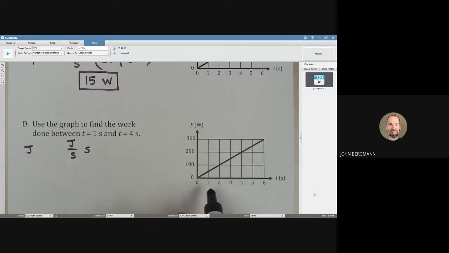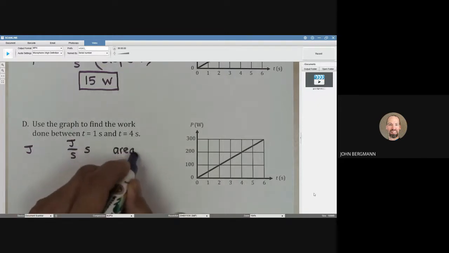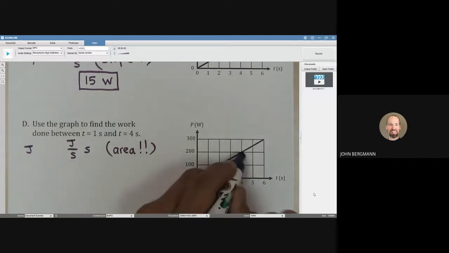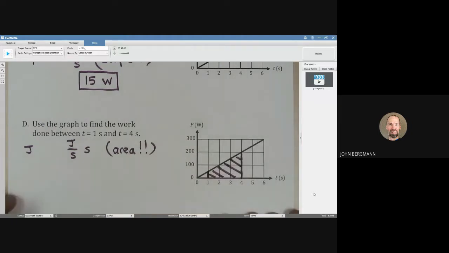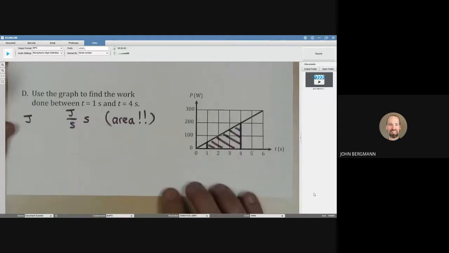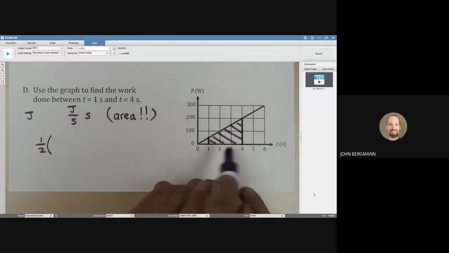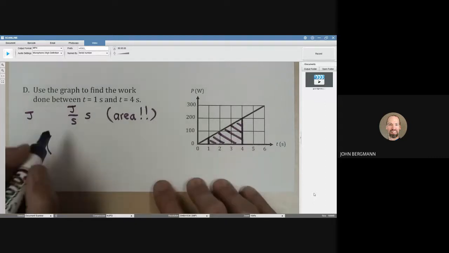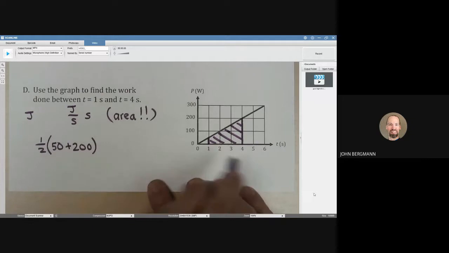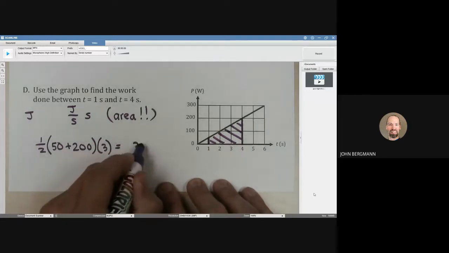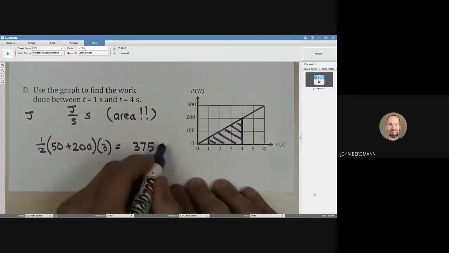And when we multiply these two on this graph, doesn't that mean we're going to need to find the area? Specifically here between 1 second and 4 seconds. So I'm going to go ahead and hatch that in. That is the area that we want. So the area is going to be the average of the parallel sides. So this one is 50 and that one is 200. And then multiply by the width, which is 3. And we do that in our head. That's 250 divided by 2, that's 125. 375. And what's the unit for work? Joules.